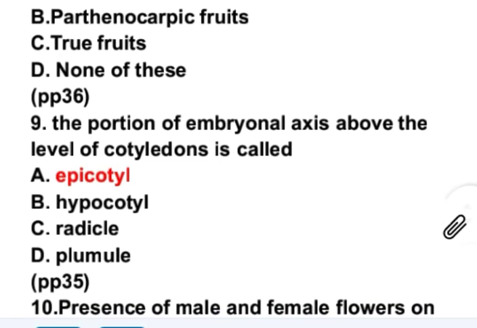Next is, the portion of embryonal axis above the level of cotyledons is called. Answer is A, epicotyl, because epicotyl is the portion of embryonal axis above the level of cotyledons, whereas the portion of embryonal axis below the level of cotyledons is called hypocotyl. So our option is A, epicotyl.